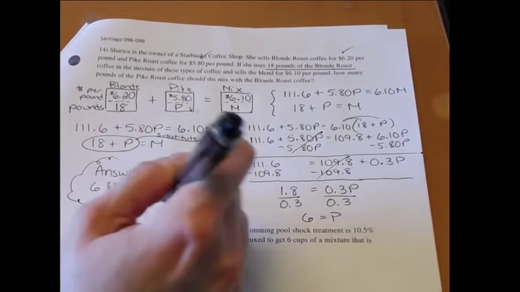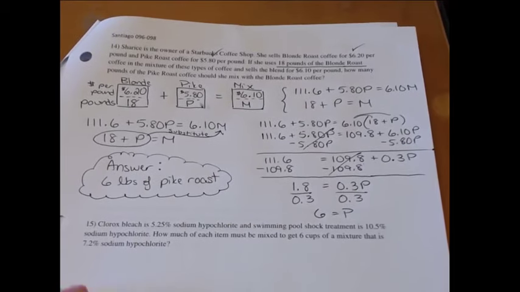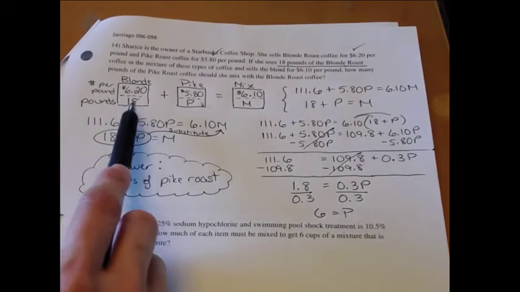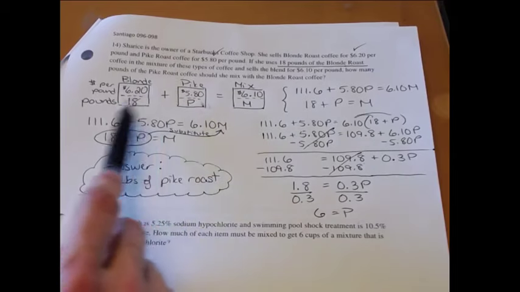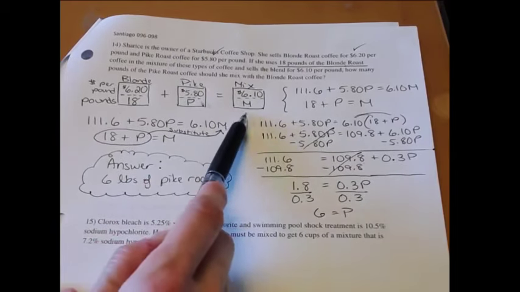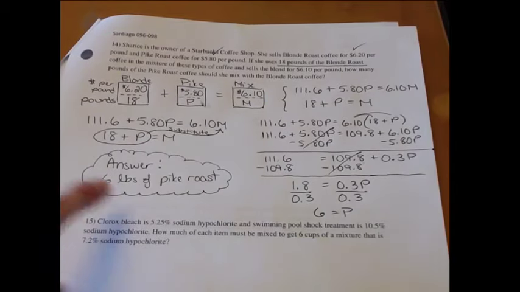I always like to go back to the word problem to make sure that there wasn't something else that we were supposed to provide. Like for instance, I could have asked how many pounds were in the mixture altogether. If I ask that question and you know that there are 18 pounds of blonde and 6 pounds of pike, well then there must be 18 plus 6, which is 24 pounds of the mixture, okay? And that's a little side note you can add, that there are 24 pounds of the mixture, but that's completely up to you. We answered the question successfully, so we are all set with number 14.